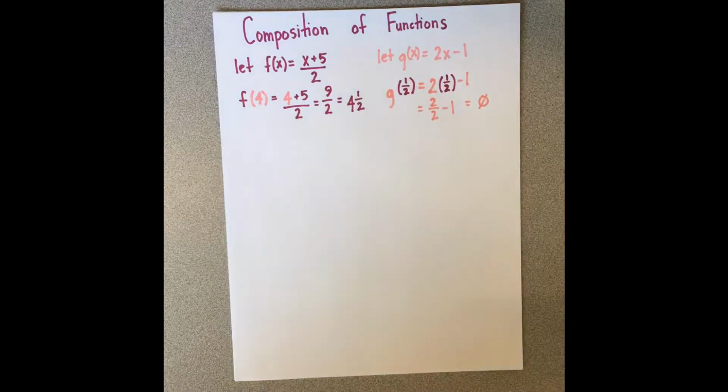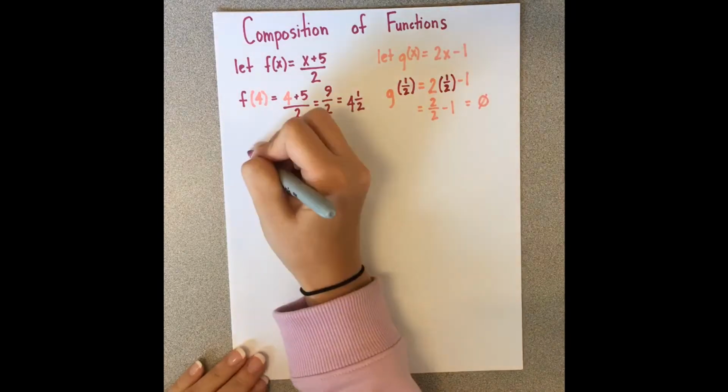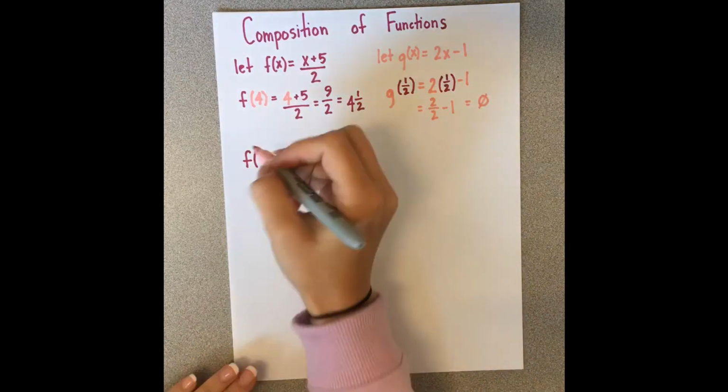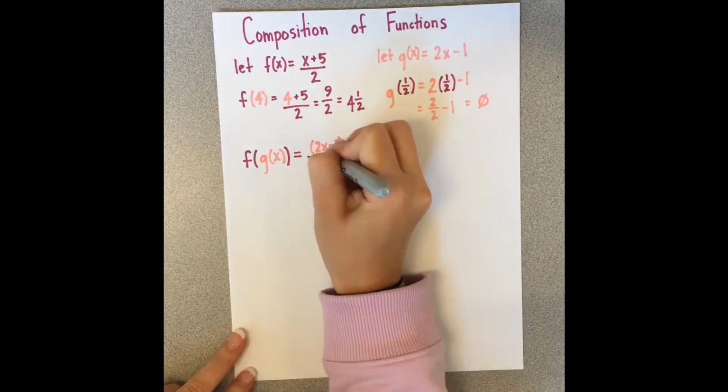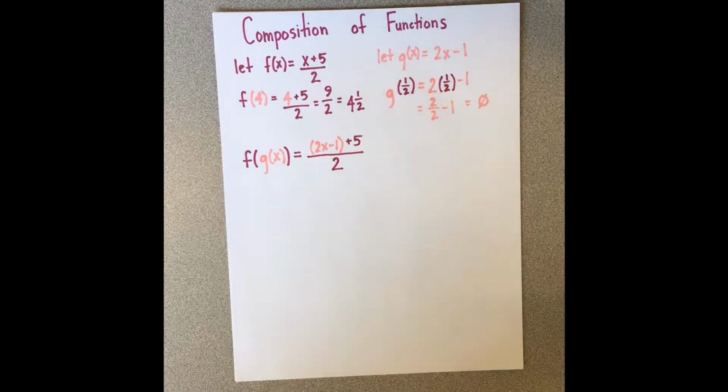The composition of functions involves the exact same process, except instead of taking numeric values and putting them in for x, we're going to take other functions and put them in for x. Let's take a look at an example. We want to find the composite function f of g of x. This means that we're going to take our g of x function, 2x minus 1, and put it in place of the x value in our f of x function, like so.